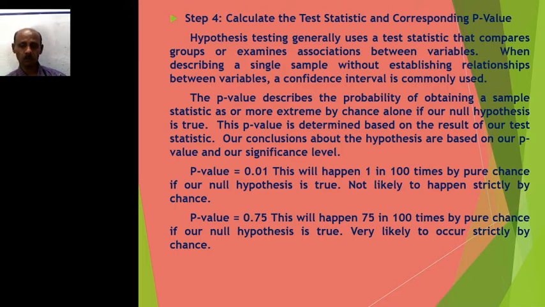P-value is equal to 0.01. This will happen 1 in 100 times by pure chance if our null hypothesis is true, not likely to happen strictly by chance. The second one is p-value is 0.75, for example. This will happen 75 times in 100 times by pure chance if our null hypothesis is true, very likely to occur strictly by chance.